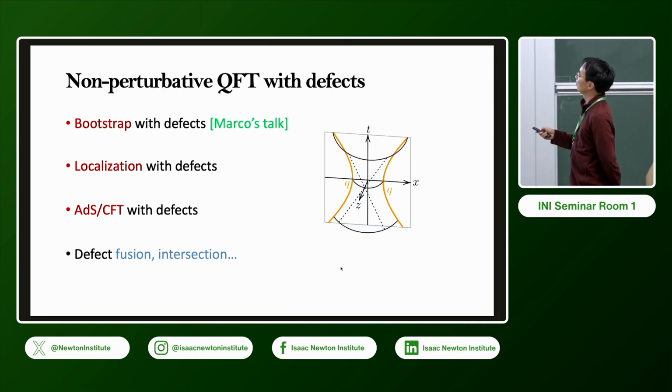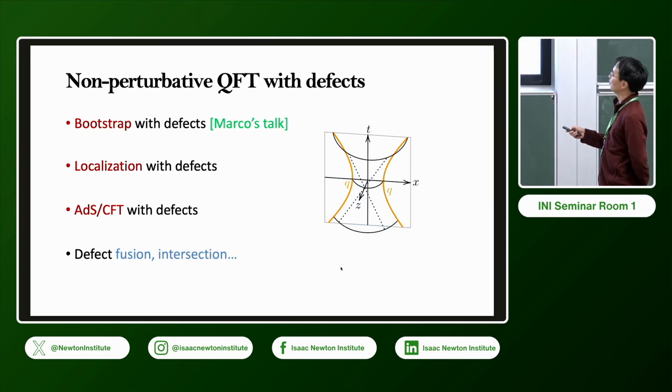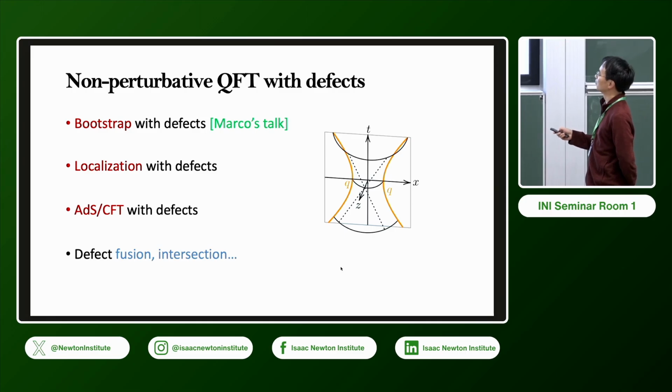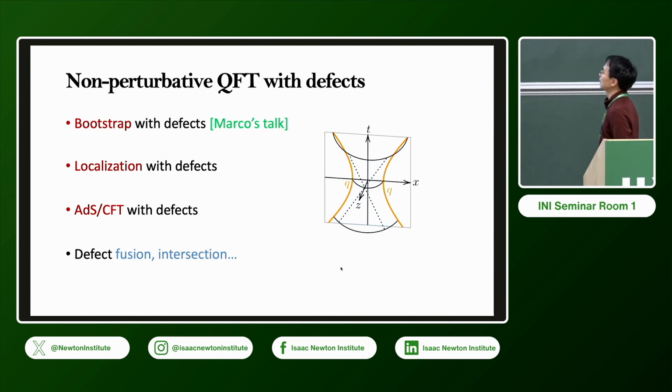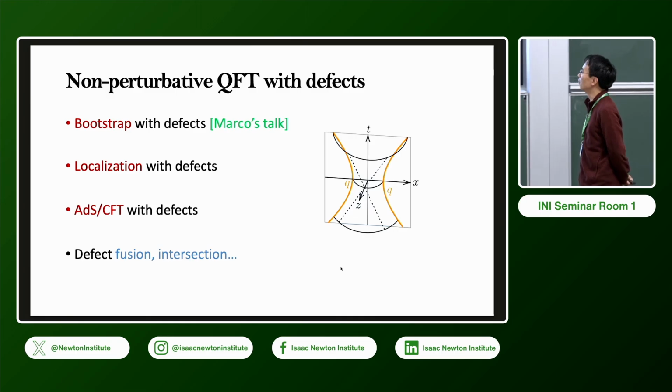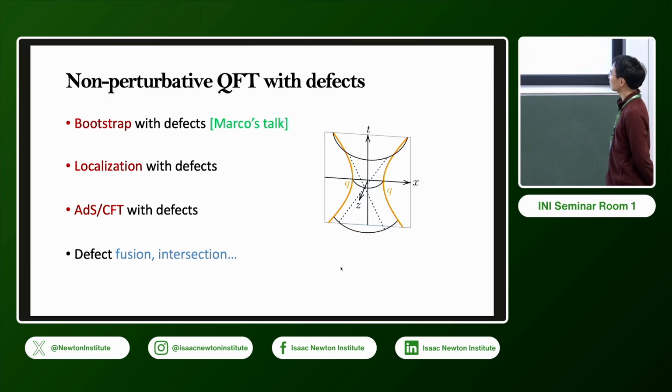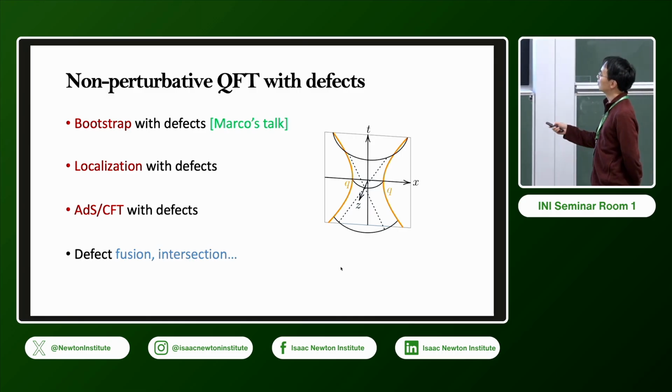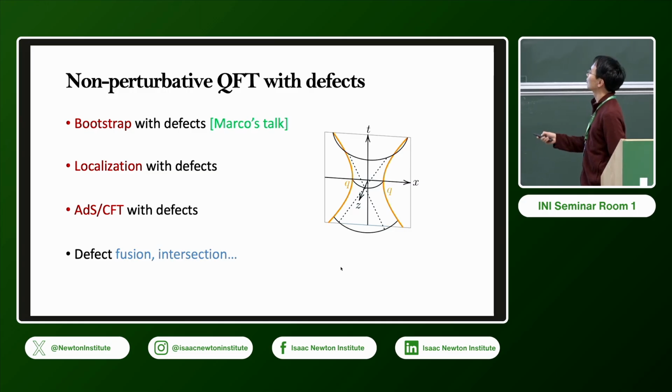Then if you originally come from supersymmetric quantum field theory, in particular the non-perturbative approach, then you might use something called supersymmetric localization. Then you can also marry this supersymmetric localization with defects. For example, you can talk about, if your theory has a defect, how to perform this localization calculation. Of course, you can also put the defect in the AdS/CFT context.